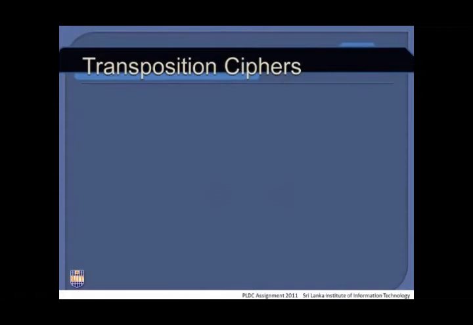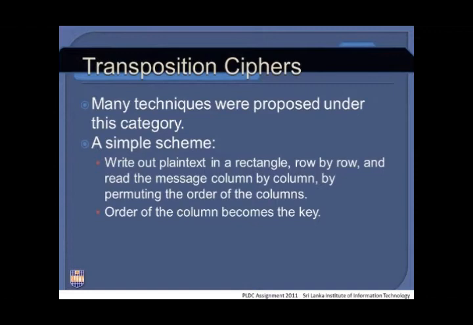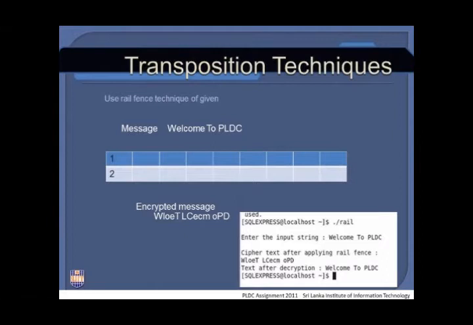Transposition techniques. One of the techniques under transposition cipher is the rail fence technique. Here, the scenario is that we assign a depth as 2 and the original message "welcome to PLDC" is distributed among the array with the depth of 2, as you can see in the slide. Finally, the encrypted message becomes WLOETLCECMOPD. The related pseudocode for the rail fence technique is as follows.